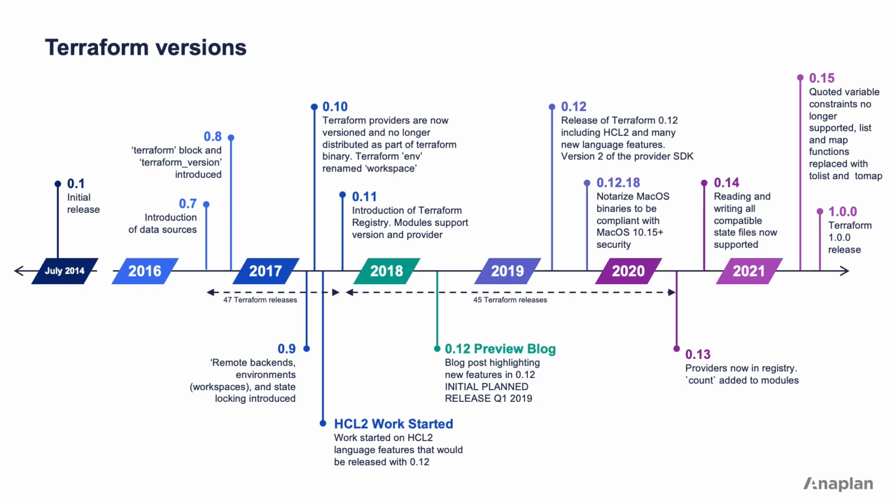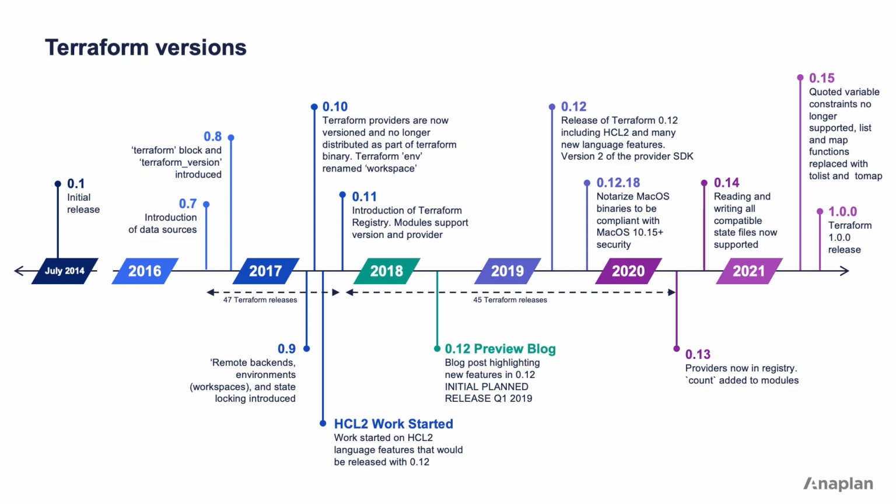Now, shortly after that, coming to the end of 2016, we released 0.8. Brian's going to talk about this, but 0.8 was when the Terraform block was released and when the version parameter was also introduced.